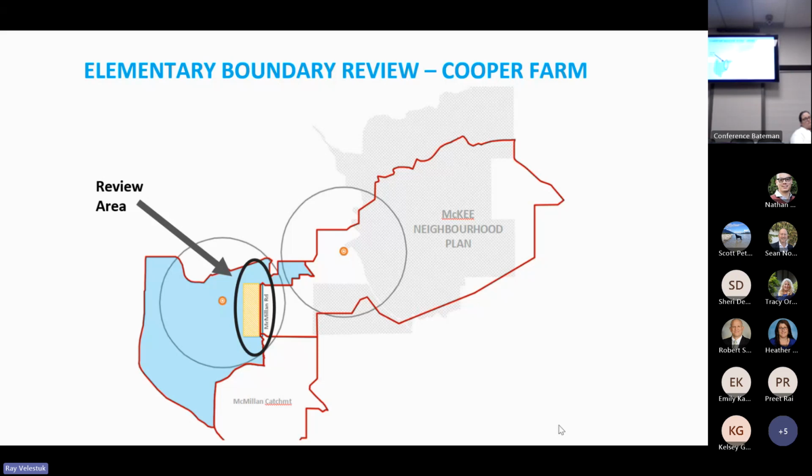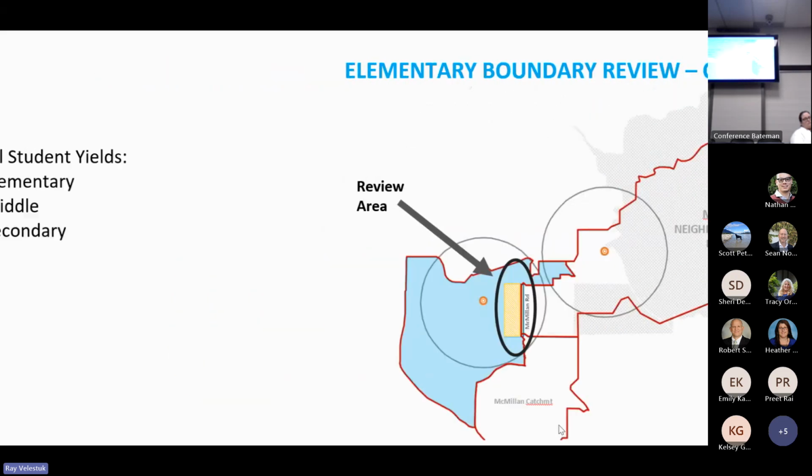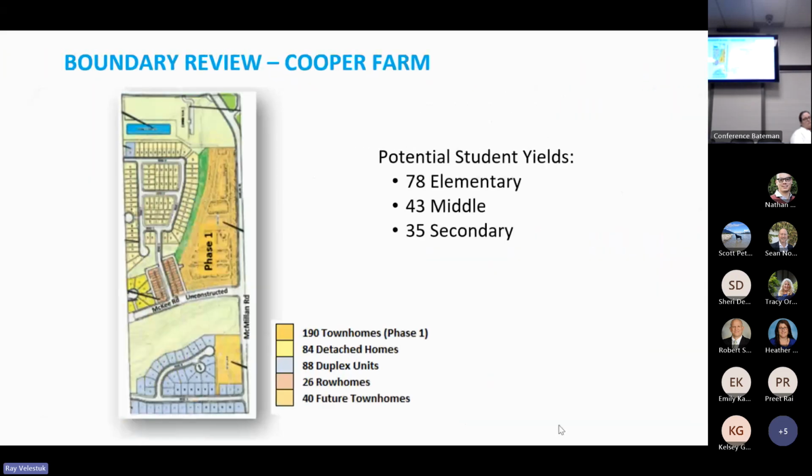So I've defined on here what the area for consideration is, and it's this parcel of land here. And the plan around this parcel of land, our manager of capital planning works with the city pretty closely on developments and what that development is going to look like. In phase 1 of the Cooper Farm area, there are 190 townhomes, and you can see that there are all kinds of different types of housing units intended to be built in that area.